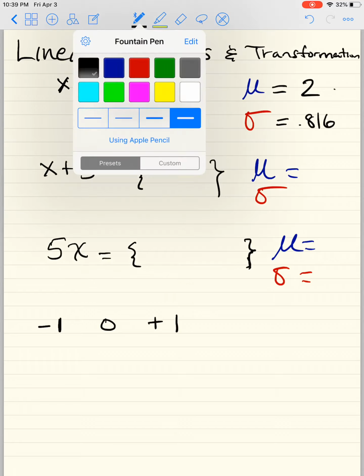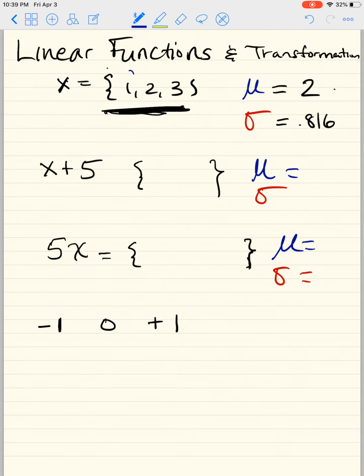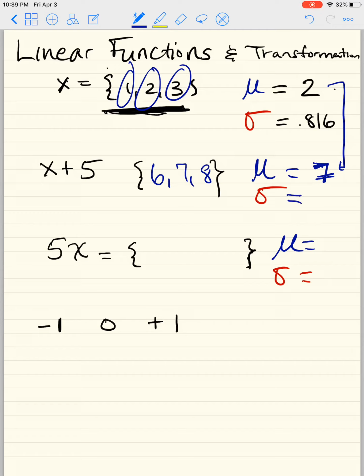What if I just added 5 to every single data point? Well, 1 becomes 6, 2 becomes 7, and 3 becomes 8. That average is now 7. And that's actually very interesting, because when you added 5 to all of these numbers, the average increased by exactly 5. Now, the distance for the standard deviation is actually going to stay the same. It's going to stay as 0.816. You can confirm this in a calculator, but I want to show you why.